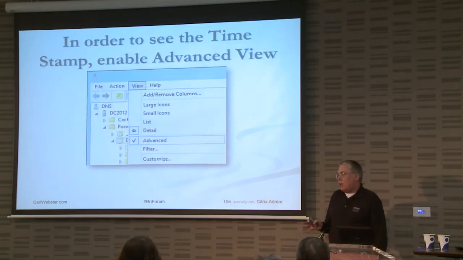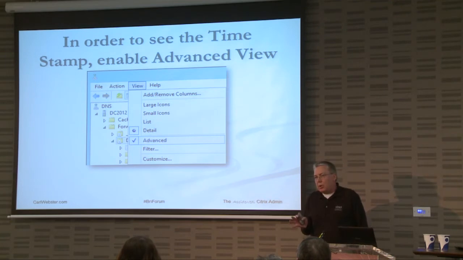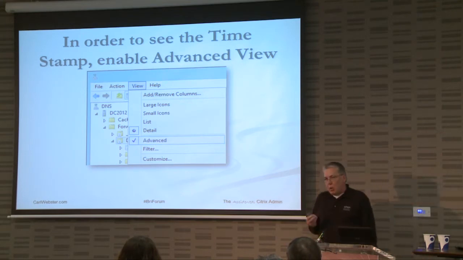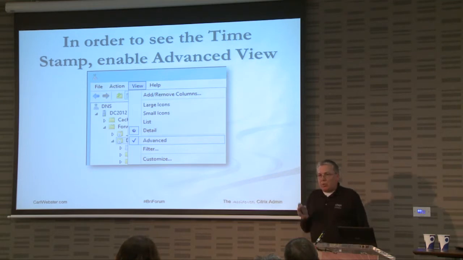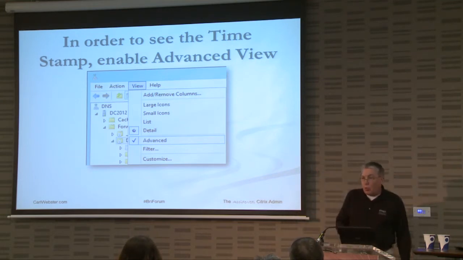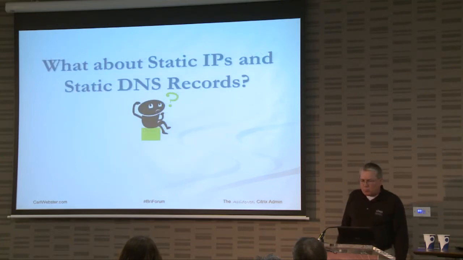Now, by default, resource record timestamps are not shown. So you have to go to View and then Advanced in order to see timestamps. People freak out: we don't have timestamps, something's wrong in our DNS. Nah, Advanced will allow you to see that.